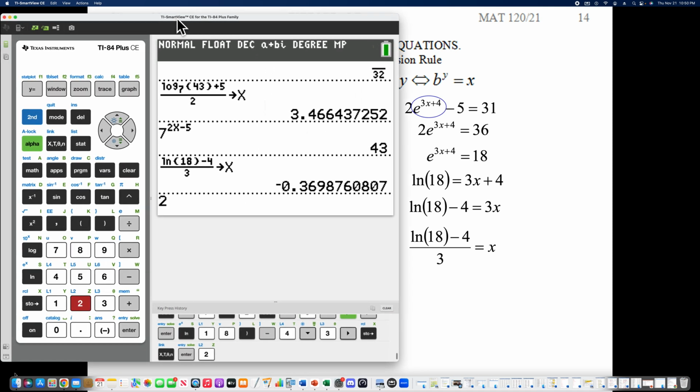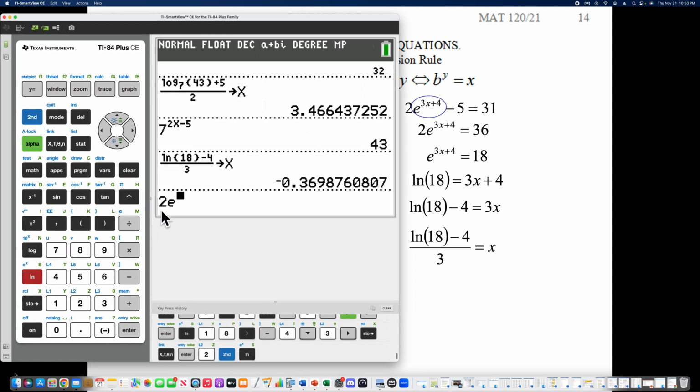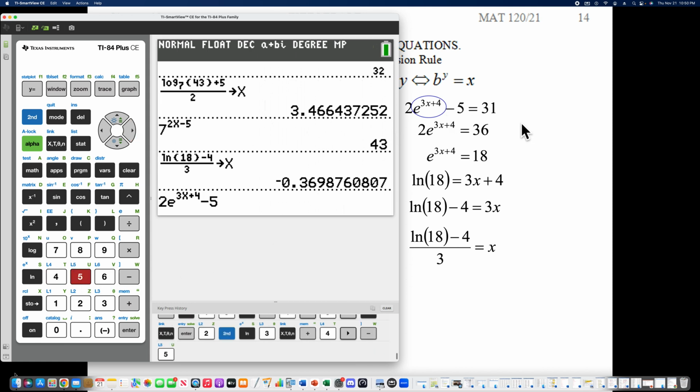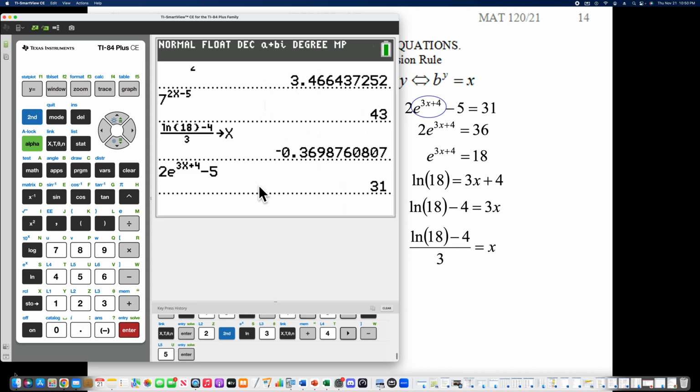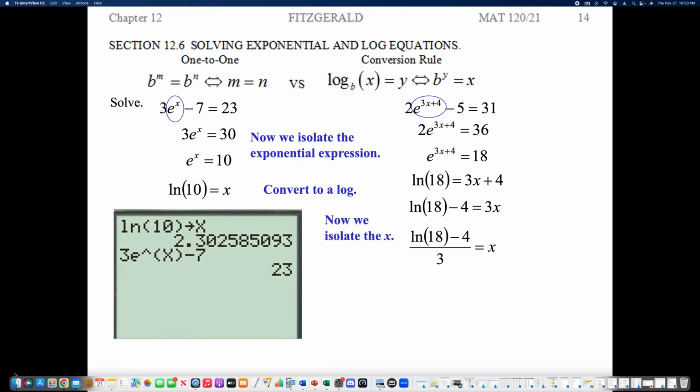Type in the left side, 2, second ln, e raised to the power, we'll put in 3x plus 4. Jump out of the exponent, subtract 5 from it. Says it's supposed to be 31. I hit enter. There's my 31. Everything is correct. Very, very gradable with your calculator in this section.